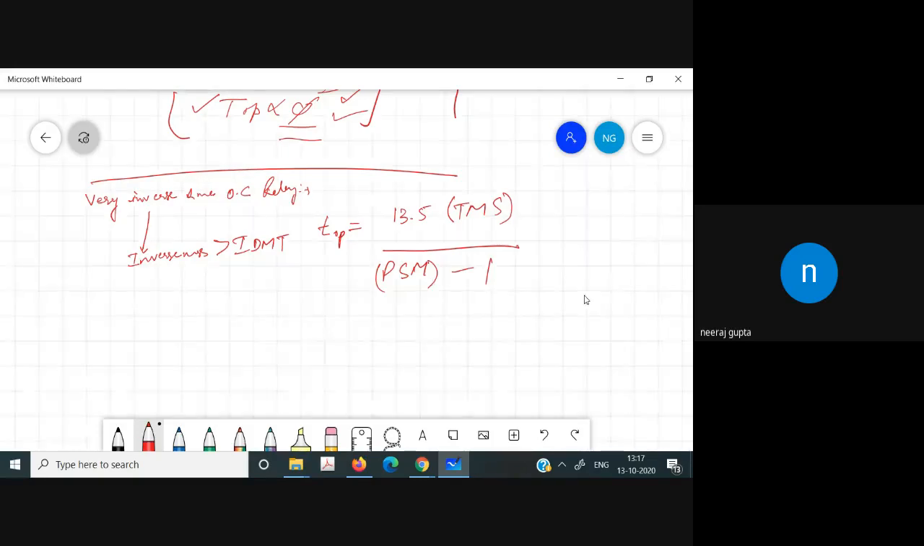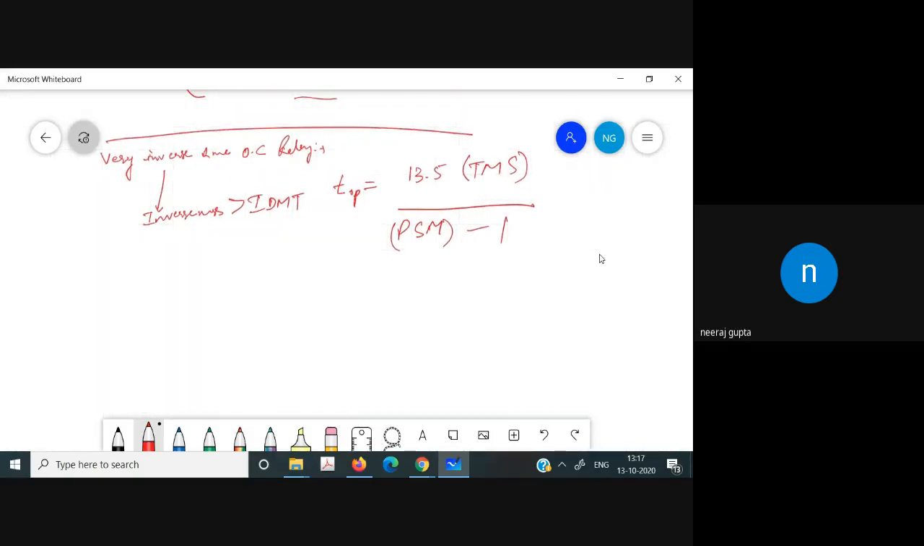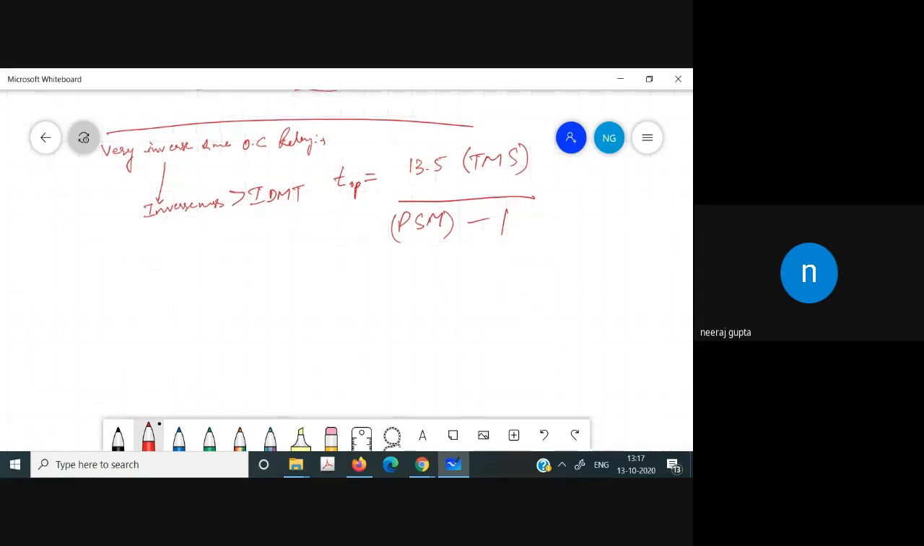Now, from this very inverse time over current relay, we will have one more relay, which is known as the extremely inverse time over current relay.